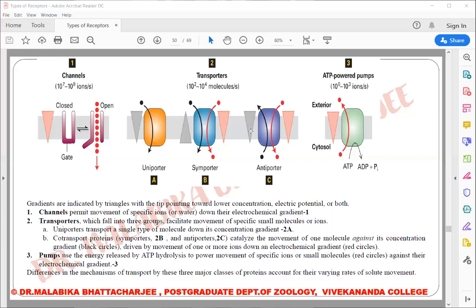Now coming to the ATP powered pump. Here you can see the movement of the red arrow is always against its concentration gradient. Since the molecule always moves against its concentration gradient, you can well understand that it requires energy to travel, and that energy is provided by the breakdown of ATP to ADP and Pi. The release of inorganic phosphate provides an energy which is then channelized to transport the proteins. So active transport is mainly mediated by ATP powered pumps.